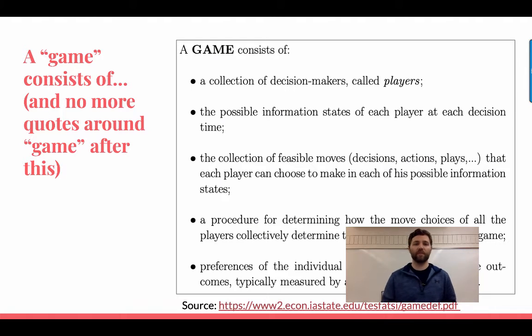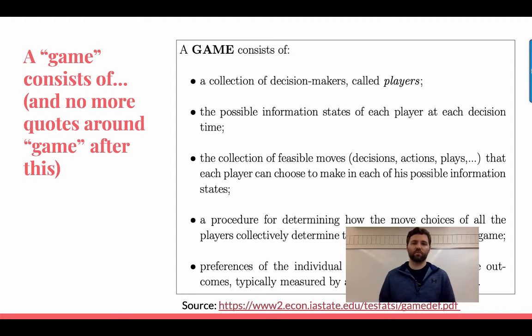Okay, so a game consists of these components. It's got to have a collection of decision makers. We call them players. Again, people, companies, countries, entities, organizations, groups of people. Then the possible information states of each player at each decision time. So what does each player know? What does each company know? What does each country know at different times? We take that information into account.